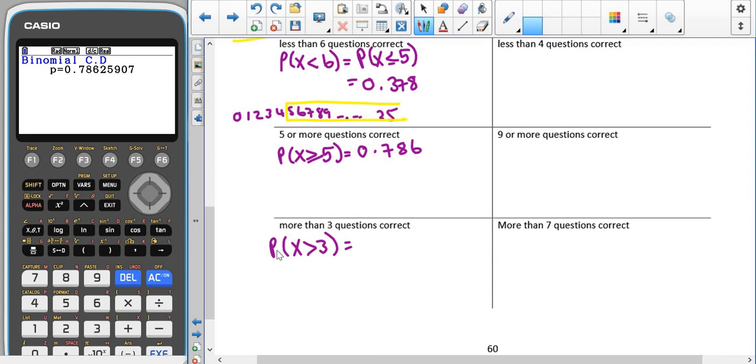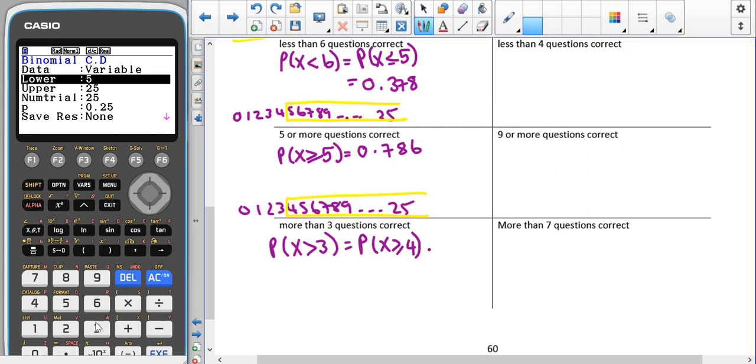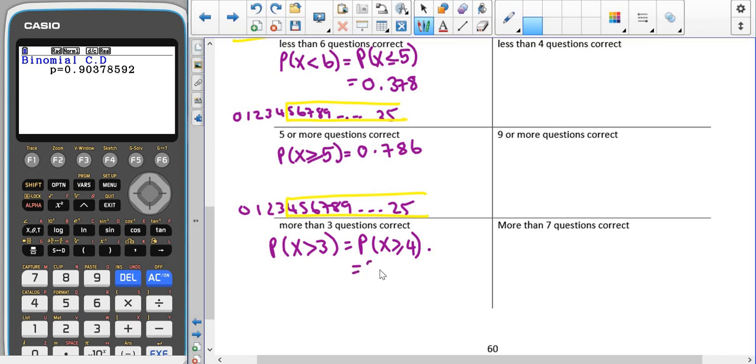For the last one in this set of questions, we're looking at the probability that X is more than 3. Now this time we can't put that straight into our calculator, so we are going to have to change it a little bit. So this time we're looking at more than 3, which is going to be those numbers there. So the lowest value that we want is going to be 4. So that's the same as the probability of X being greater than or equal to 4. So then the lowest value that we want is 4. The biggest value that we want is 25 out of 25 trials, and the probability is still 1 out of 4, which gives us 0.904 to 3 significant figures.